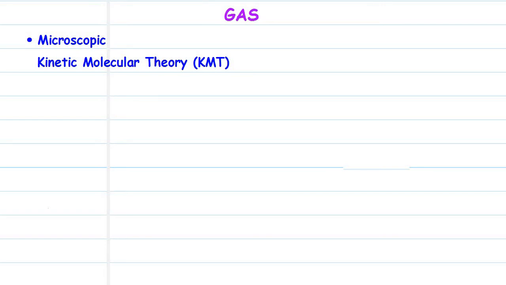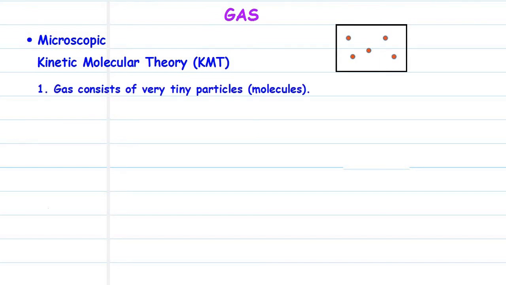KMT is pretty much a model, and a model is pretty much an approximation. And even though kinetic molecular theory is simply an approximation, it still can help us understand how gas behaves. So let's take a look first at these approximations. First, gas consists of very tiny particles. They can be molecules, they can be atoms.